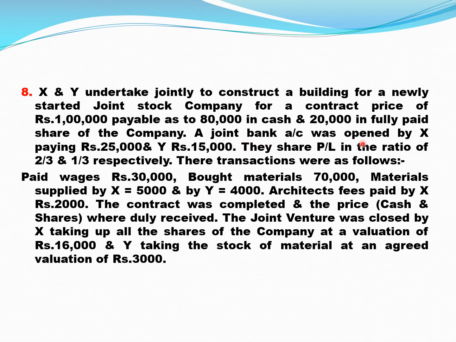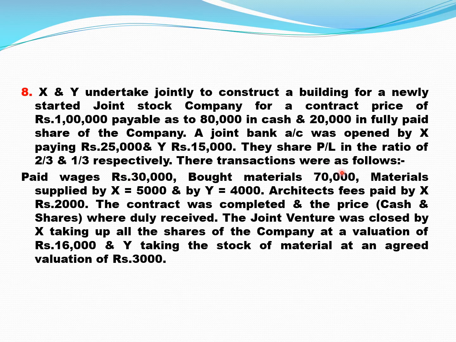Your joint bank account was opened by X paying 25,000 and Y 15,000. So 25,000 and 15,000 is the capital contributed by X and Y. The capital of 25,000 and 15,000 will be taken in co-venture account and joint bank account. They share profit and loss in the ratio of 2:1 respectively. That is 2/3 and 1/3, which is the profit sharing ratio.